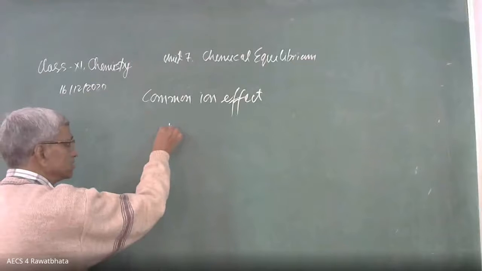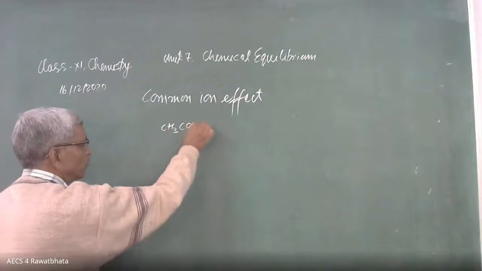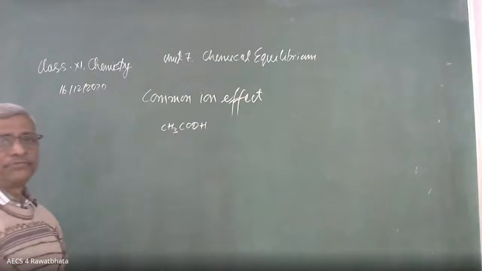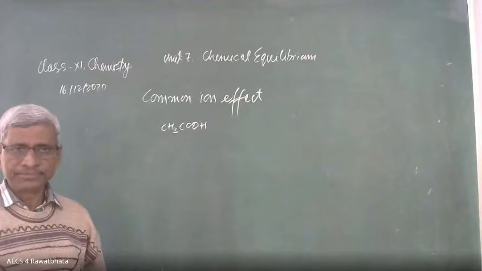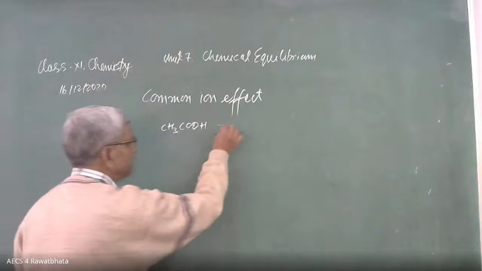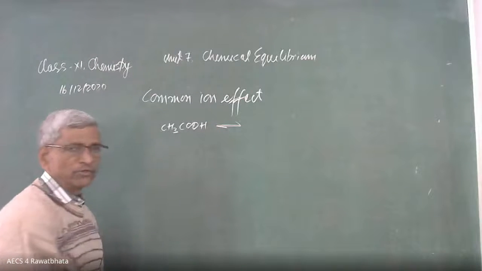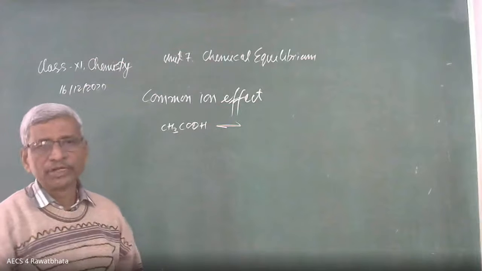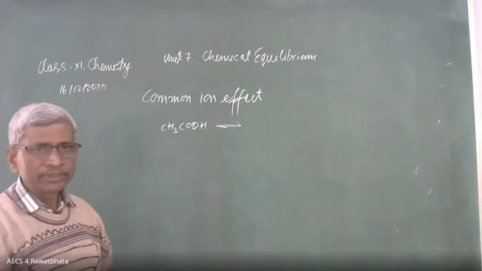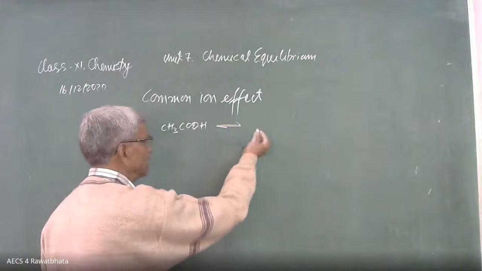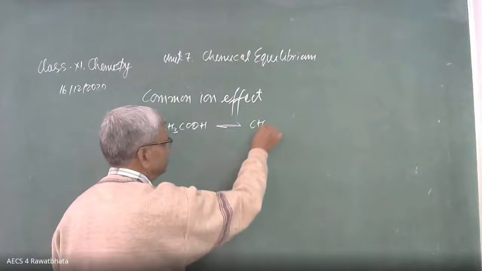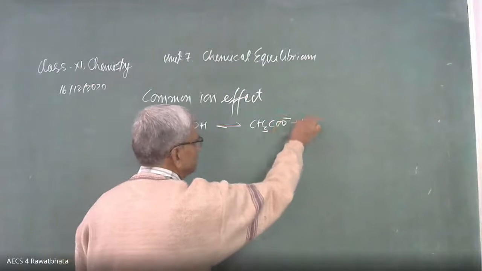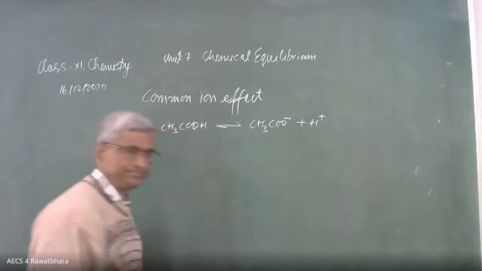CH3COOH is a weak acid. It is going to ionize partially. I am not going to involve water here. It is going to ionize partially in its aqueous solution. No complete ionization. It is a weak electrolyte. It gives these two ions.